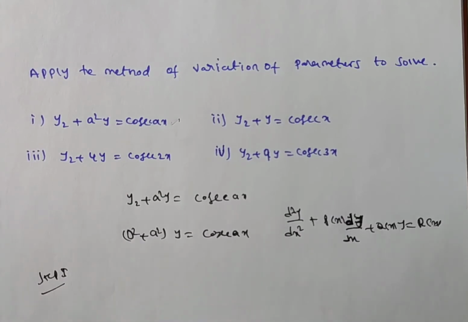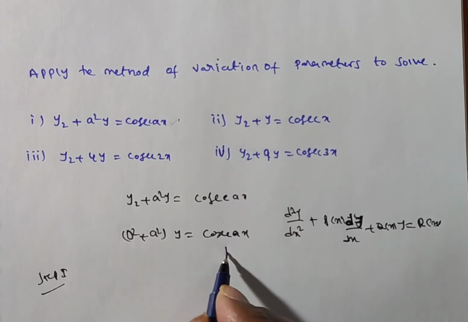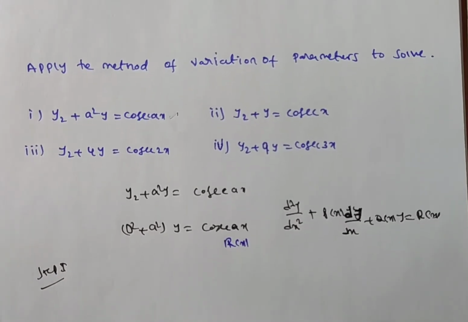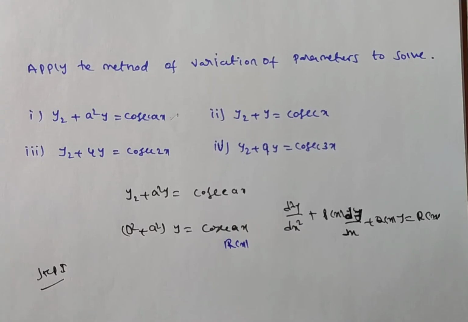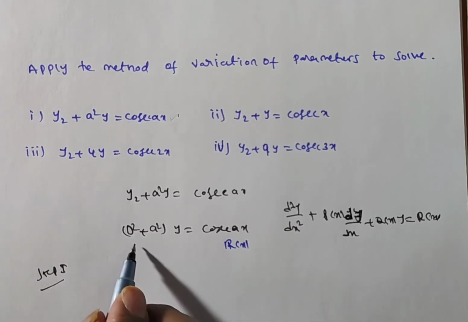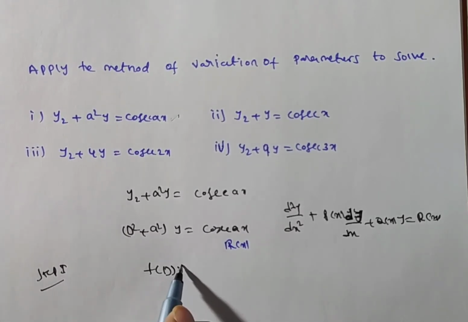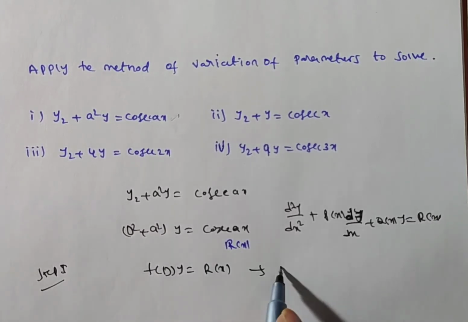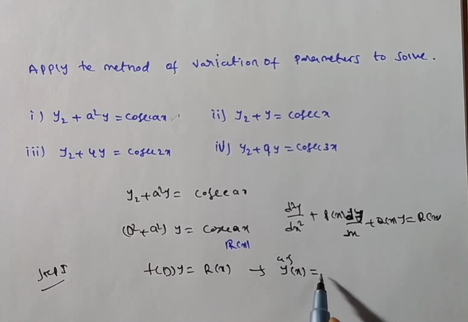So what is r(x) here? r(x) is cosec(ax) only. The remaining part is as it is. The value of p(x) here is 0, and q(x) is a². Now to solve this, it is in the form f(D)y = r(x). So what is the general solution? The general solution of the differential equation is y(x) = complementary function plus particular integral.